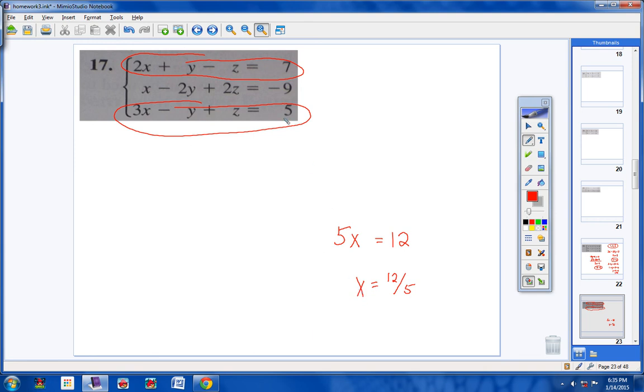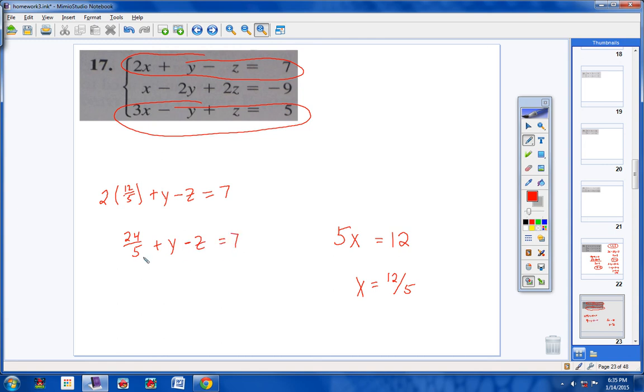x is. So I'm going to go ahead and put 12/5 in for x right here. Okay, and watch what happens when I do that. 2 times 12/5 plus y minus c equals 7, okay? So I get 24 over 5 plus y minus c equals 7.